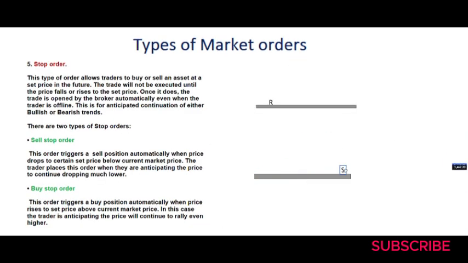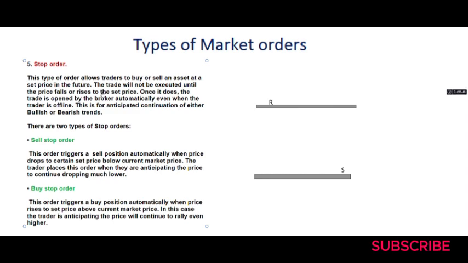And now the fifth type of order is called a stop order. Okay, so don't confuse this with a stop loss. It's just simply called a stop order. And it's divided into two. This type of order allows traders to buy or sell an asset at a set price in the future. So this one is also executed in the future by your broker.